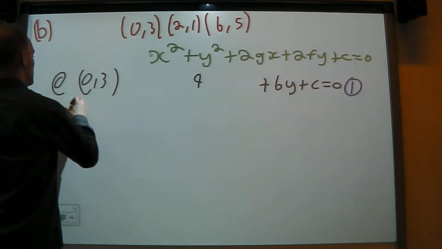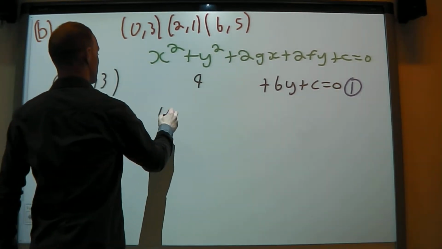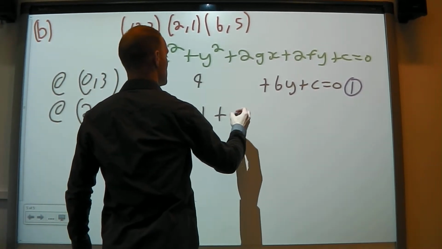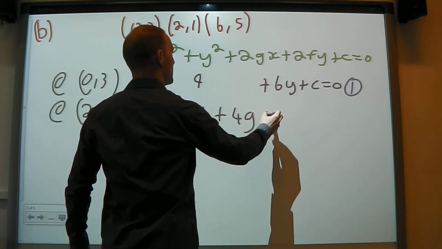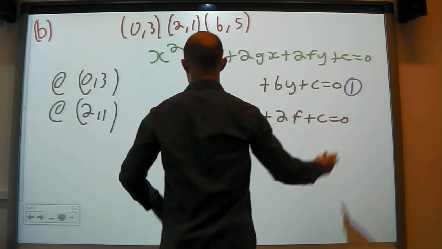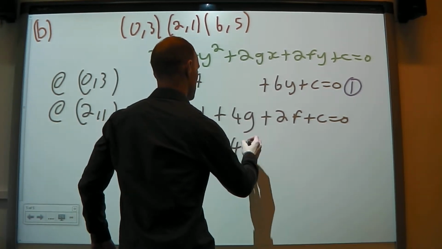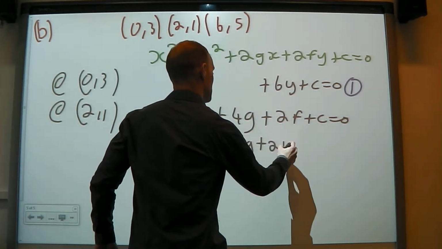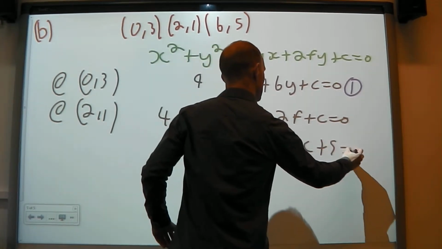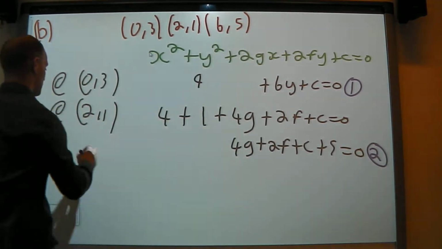Now on to our 2, 1. So we have 2 squared is equal to 4, plus 1 squared is equal to 1, plus 2gx, which is plus 4g, plus 2fy, which is plus 2f, plus c is equal to 0. We just want to write it in terms of g, f and c, then our number. So that's 4g plus 2f plus c plus 5 is equal to 0, and we call that equation number 2.